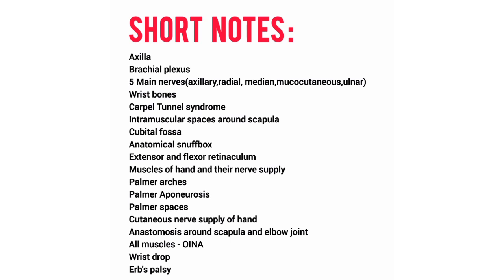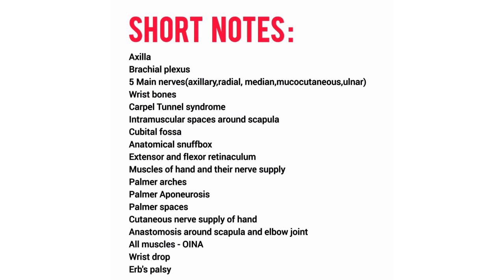Then is the carpal tunnel syndrome. In this syndrome, which nerve is involved, you must know it, and I would be teaching that in subsequent videos. And the diagram is also very important. Then are the intermuscular spaces around scapula. What are the structures passing through it, which artery, which nerve, which vein, and the clinical correlation and the muscles forming those intermuscular spaces.